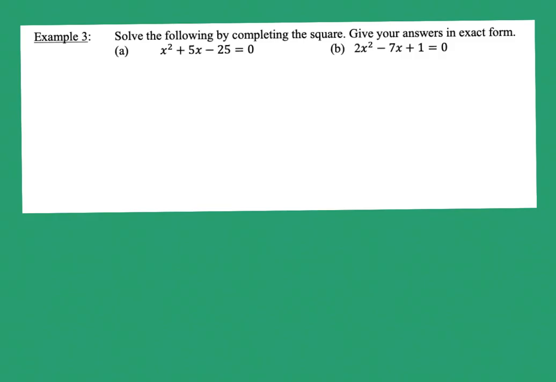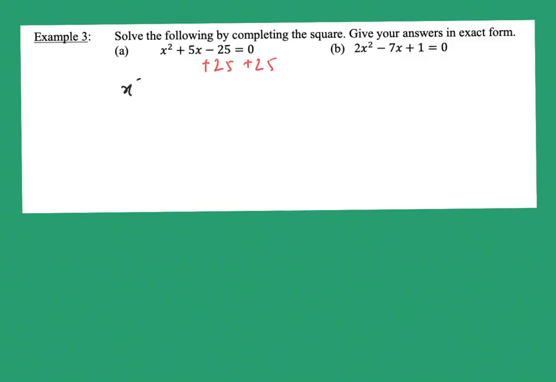Now let's look at example 3. Solve the following by completing the square. Give your answers in exact form. When we complete the square to solve the quadratic equation, it is slightly different from completing the square to change it from the general form to vertex form. When solving an equation, what you want to do is to keep the x squared and the x term on the left-hand side. So in this case, I add 25 to both sides.